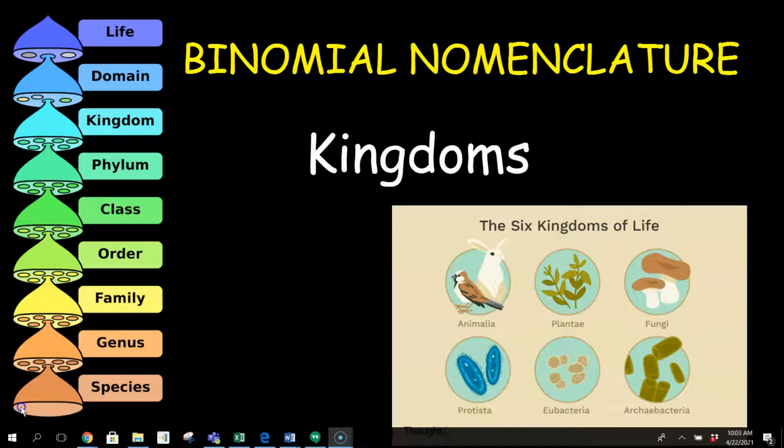Hey you guys, today we're going to be learning about binomial nomenclature and also kingdoms. So if you recall from our last lesson, we talked about taxonomy and we were naming the hierarchies of life, right? So we used this phrase, King Philip came over for a great soup, which was kingdom, phylum, class, order, family, genus, and species. So we can see it here. We also have domain at the top here. And then we're going to be talking about the kingdom. So everything is organized into 6 kingdoms.